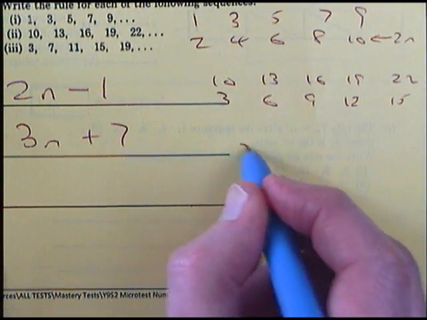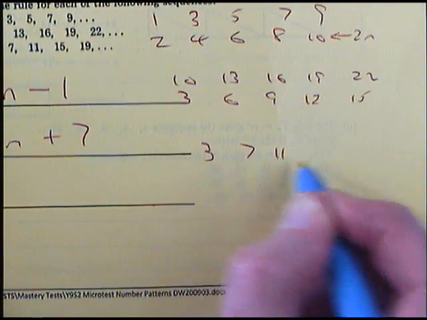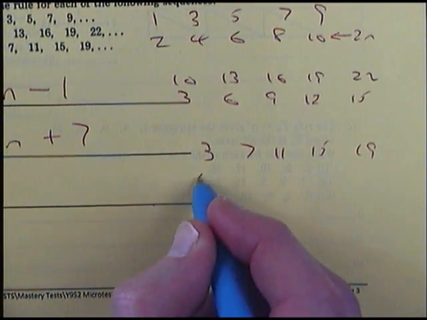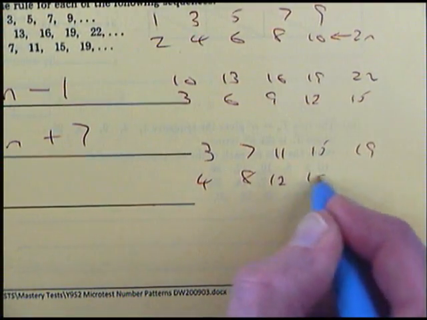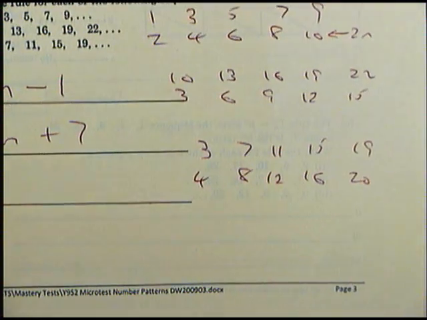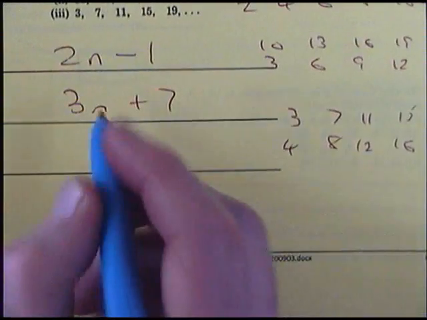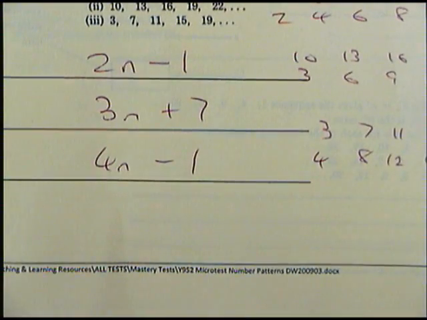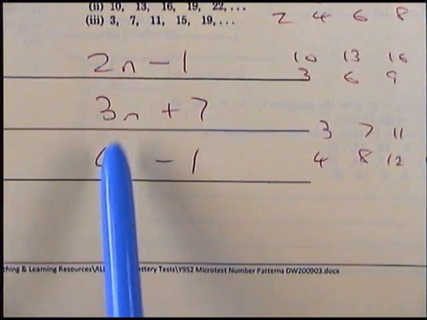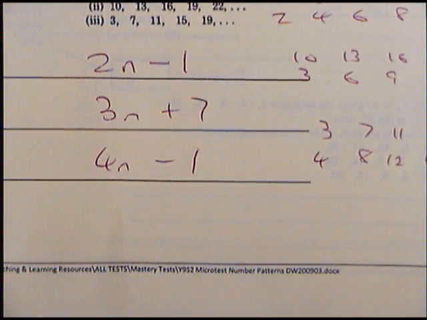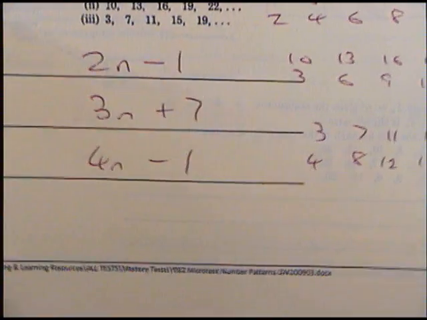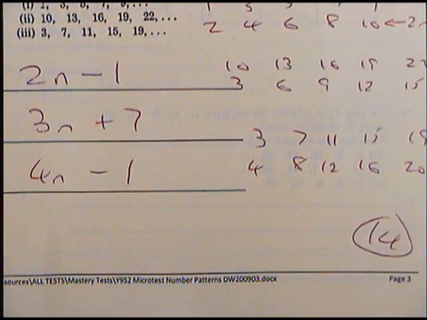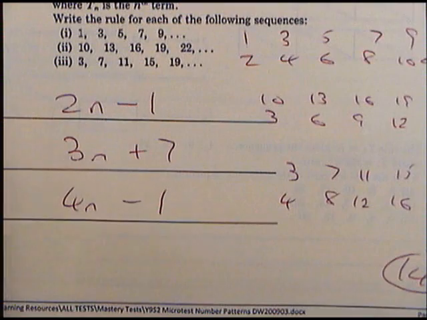The bottom ones, 3, 7, 11, 15 and 19, they are going up in 4s. Write down the 4 times table, and then to get the answers you're taking away 1, that is 4n minus 1. There are 2 marks for each of those. 1 mark for the first bit, 1 mark for the second bit. 6 marks there altogether. 14 marks on that page altogether.